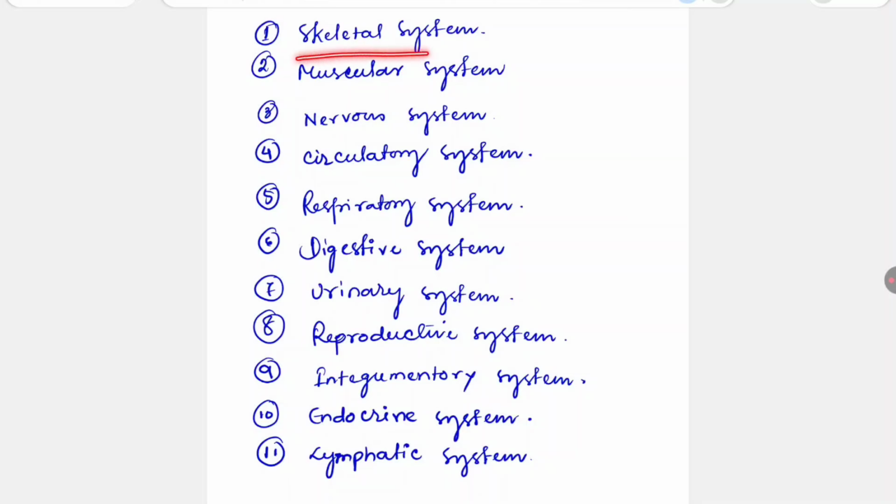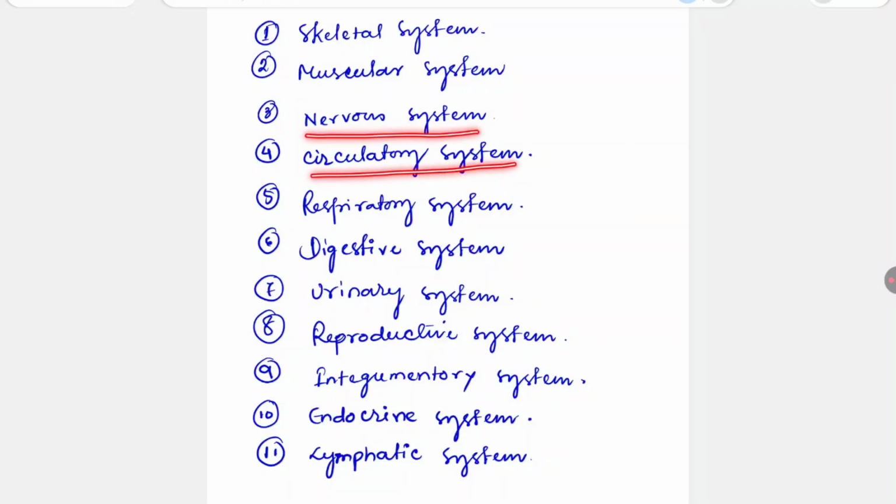First one is skeletal system. Here we will discuss all the bones, joints and names of the bones and joints in the skeletal system. Then muscular system: how many types of muscles we are having, and tissues, we discuss in the muscular system. Then nervous system: all about the nerve tissues, veins and capillaries. Brain and spinal cord we are also discussing in the nervous system.